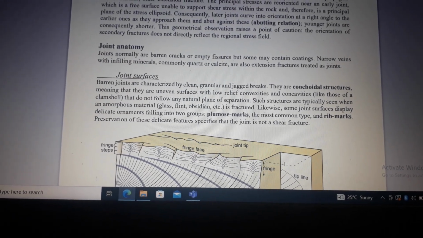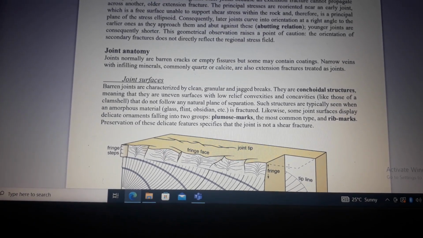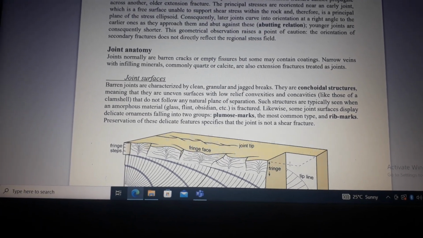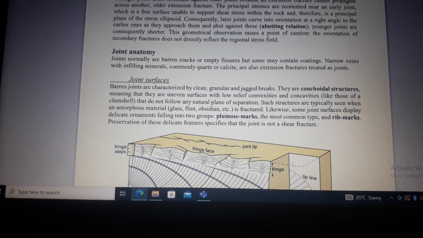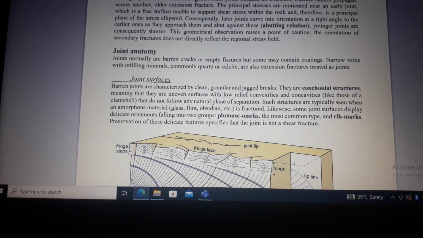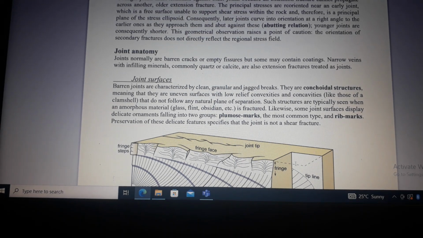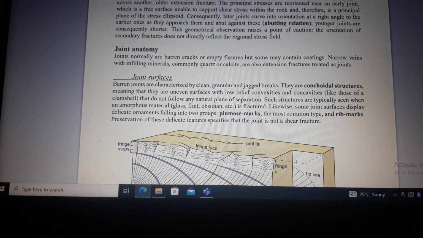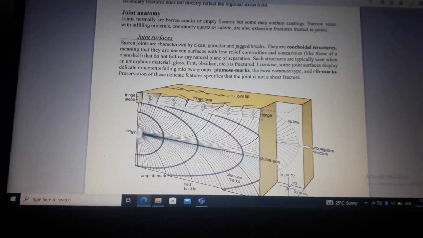Joint anatomy. Joints normally are barren cracks or empty fissures, but some may contain coatings. Joint surfaces. Barren joints are characterized by clean, granular, and jagged breaks. They are conchoidal structures, meaning that they are uneven structures with low relief convexities and concavities like those of a clamshell, and that don't follow any natural plane of separation.